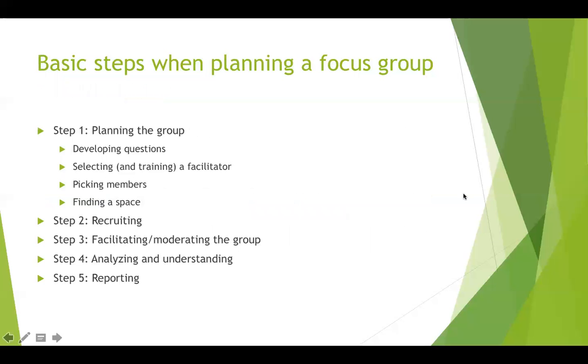So we're going to go through 5 steps. And it shouldn't actually say planning; it's really planning and running a focus group, right? So the first step, of course, is planning the group. You want to develop some questions, and we'll talk a little bit about what that should look like. You want to select and potentially train a facilitator, and pick members for the group, which we talked a little bit about. And then, of course, finding an appropriate space.